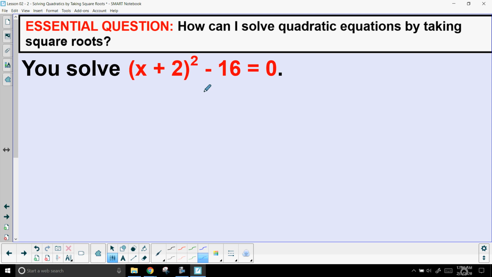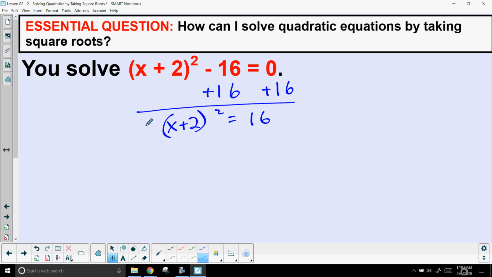Anyway, so plus 16, swoosh, x plus 2 squared equals 16. Again, take the square root. Now we have x plus 2 equals plus minus the square root of 16, which is 4. From here, break it up.